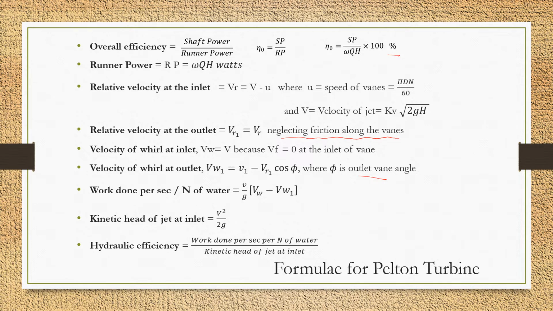The next is the kinetic head of the jet at the inlet, and this is V square upon 2g. So this is the kinetic head of the jet at inlet. The ratio of these two gives the hydraulic efficiency. So by using all these formulas, we can design the Pelton turbine and find out the efficiencies of the turbine.